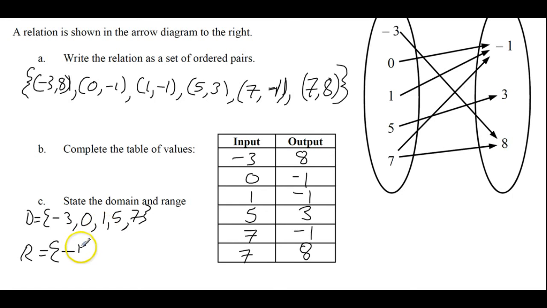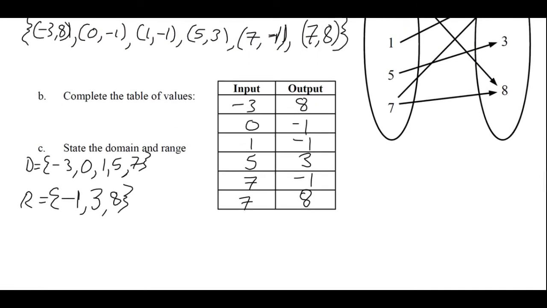Yes. Negative 1, 3, and 8. So you can see from domain and range, there is no way to construct this. We know that negative 3 goes with one of these. We don't know which one, or if it goes with all 3 of them. We have no way of knowing the 7 goes with the negative 1 and the 7 goes with the 8. If we look at the set of ordered pairs that defines the relation, we will see negative 3, 0, 1, 5, and 7 in the first place, and negative 1, 3, and 8 as the only possible values for the second element of the ordered pair.